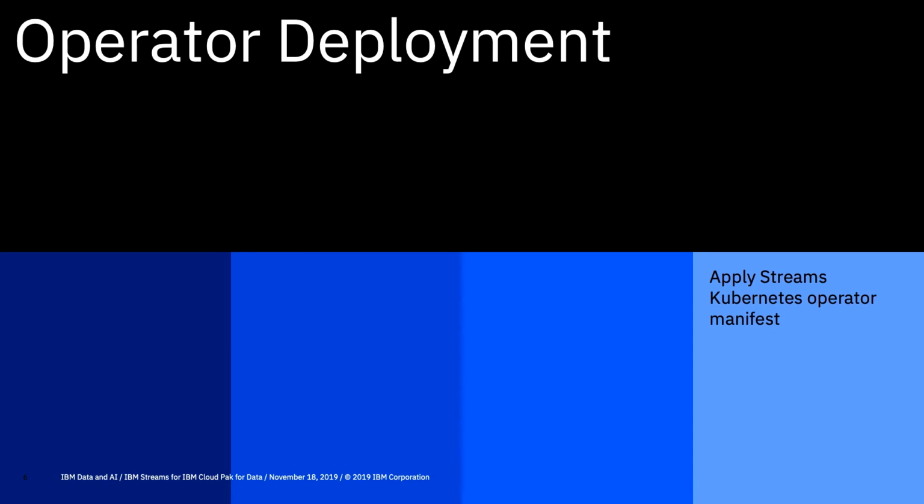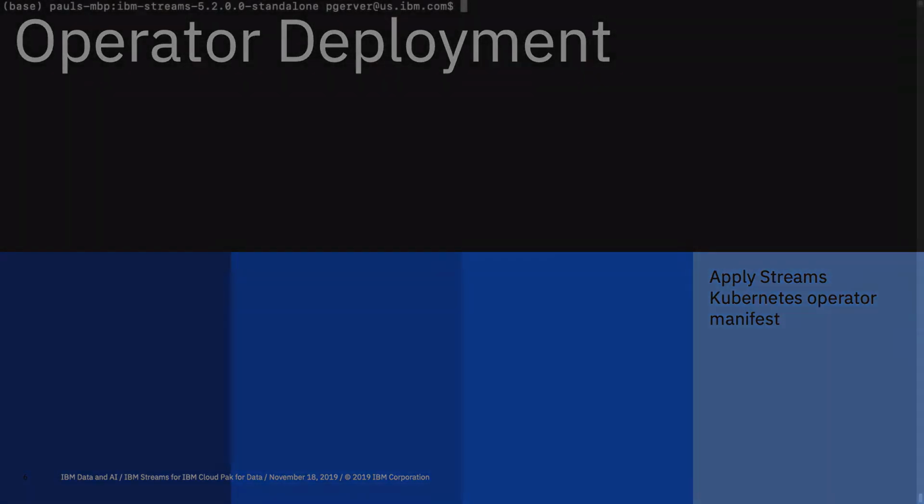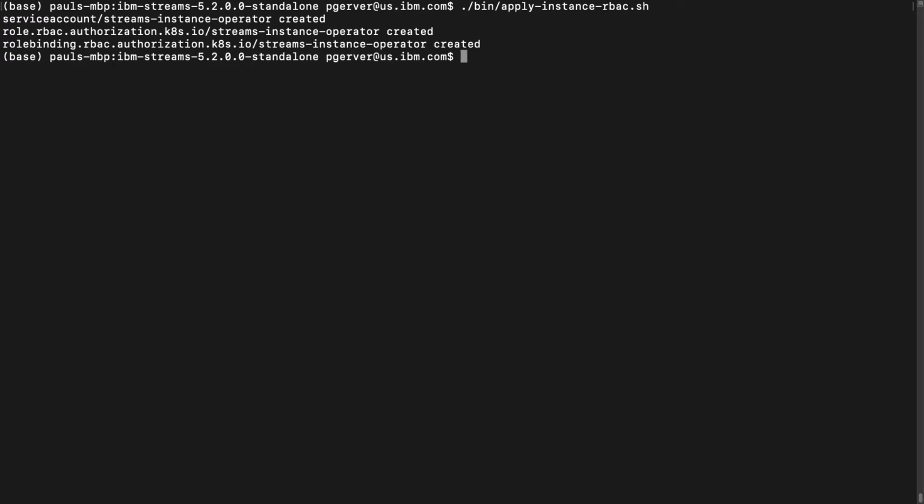Streams Kubernetes operator. Specifically, we will be deploying the Streams instance operator. Before we begin, it is important to note that the user running the command has read-write access to the installation package. If not, the operator may have errors when coming up. Before creating the operator deployment in our environment, we must first set up permissions for the operator through role-based access control objects. Run the apply instance rbac.sh script to create a service account, role, and role binding for the operator if they don't already exist.